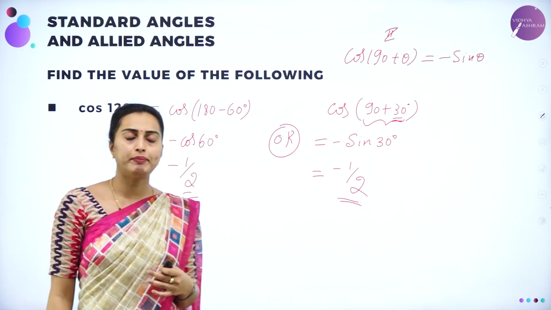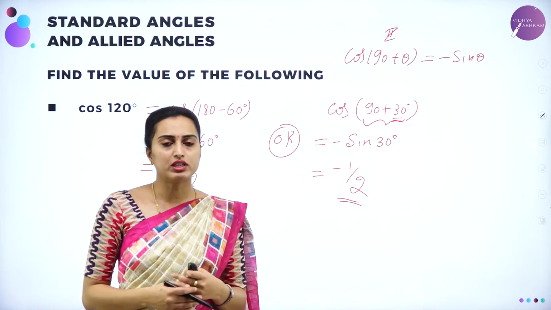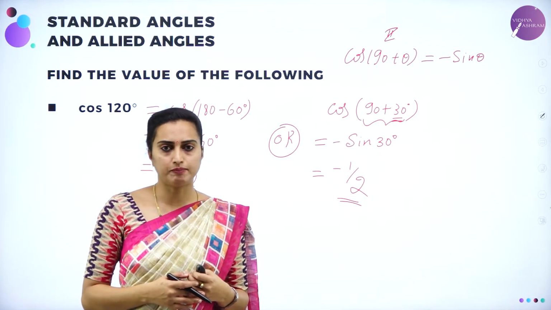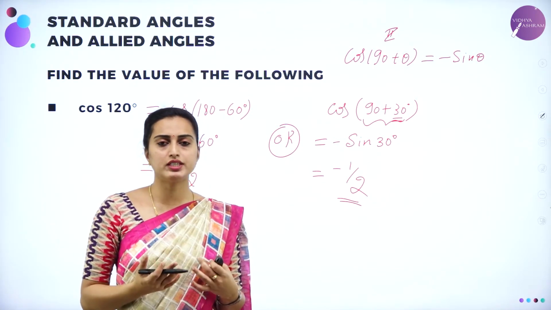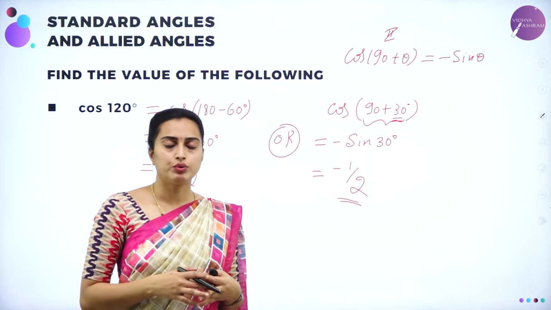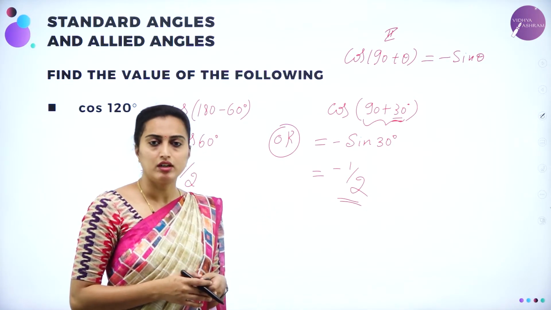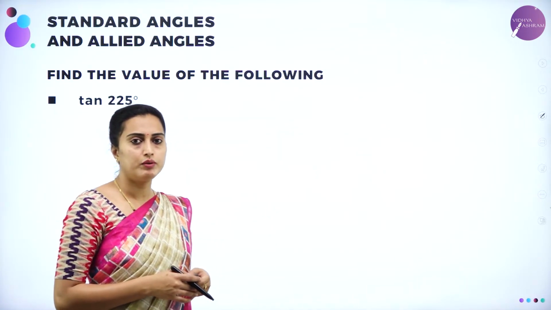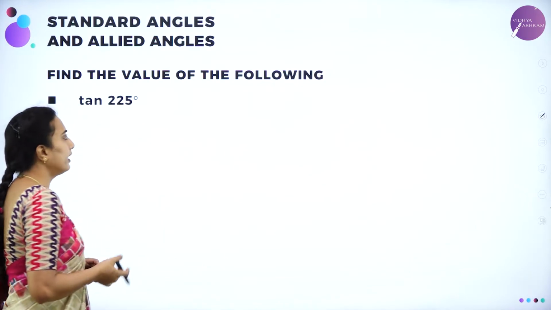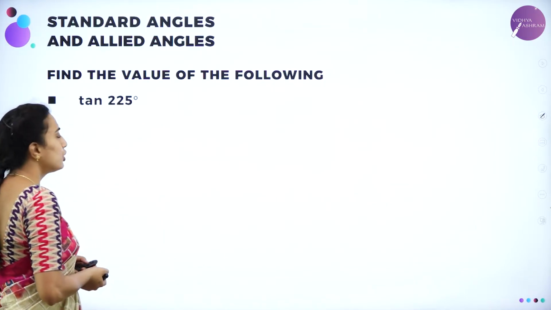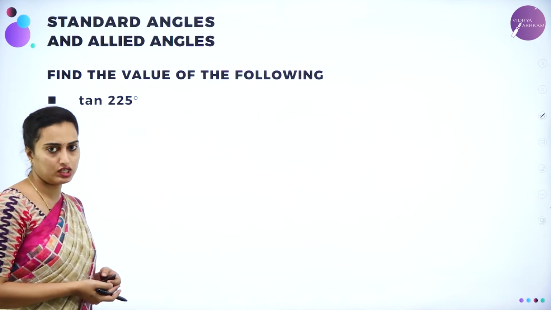Either you can solve it by 90 plus 30 or by 180 minus theta. Okay, 90 plus theta or 180 minus theta, you are going to get the same answer. I hope you got this one. We'll move on to the next problem. Find the value of the following: cos 225 degrees.